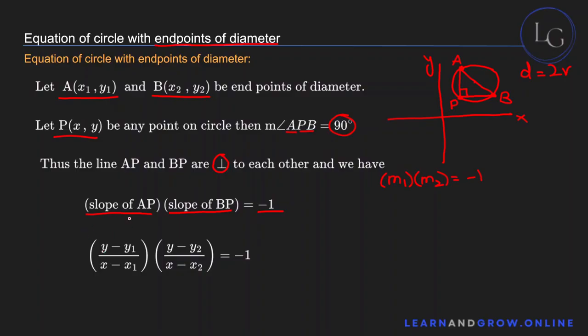Now the slope of AP is basically equal to the y value of point P, right, minus the y value of point A over the x value of point P minus the x value of point A. Same goes for the slope of the line BP, that is the y value of point P again, minus the y value of point B over the x value of point P minus the x value of point B. Now the product is equal to -1.